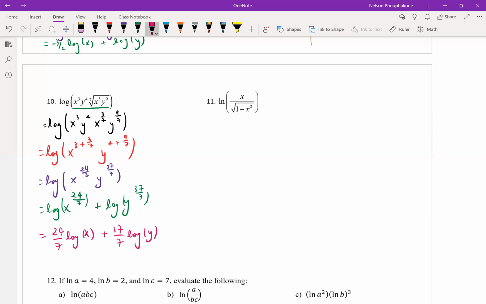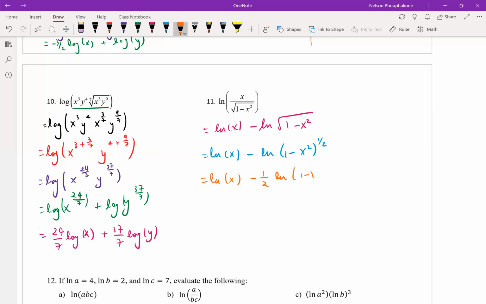Okay, so then let us look at this one then. So to this one, I have natural log of x minus natural log of square root of 1 minus x squared. And natural log of x minus natural log of 1 minus x squared to the 1/2 power. Minus 1/2 natural log of 1 minus x squared.